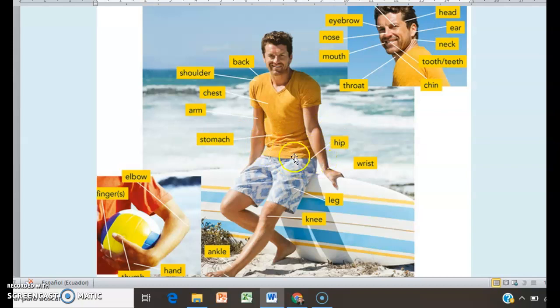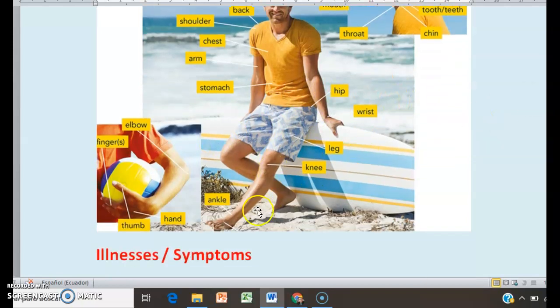Hip, toda esta parte de la cadera, hip, wrist, leg, knee, miren, creo que está muy claro para que sepamos a dónde nos señala cada una de estas líneas, ¿sí? Ok, vamos a bajarle un poquito. Ankle, look at this, ankle. In this case, you are going to say here in the book, foot or feet, the plural, okay? Elbow, look at this, elbow. Finger, it can be fingers, cualquiera de los dedos. Thumb, we are going to say here, pulgar, thumb. And hand, toda la parte de la mano, hand.